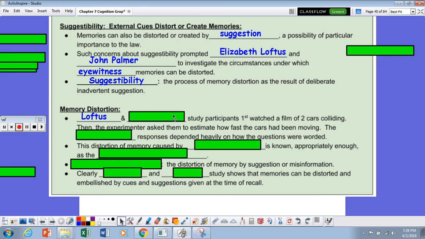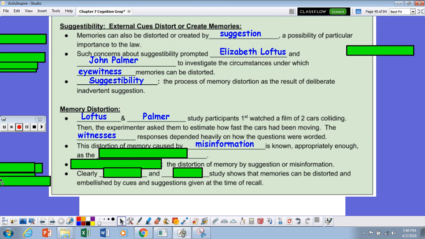Loftus and Palmer studied participants. First, they watched a film of two cars colliding. Then the experimenter asked them to estimate how fast the cars had been moving. The witnesses' responses depended heavily upon how the questions were worded. This distortion of memory caused by misinformation is known, appropriately enough, as the misinformation effect.